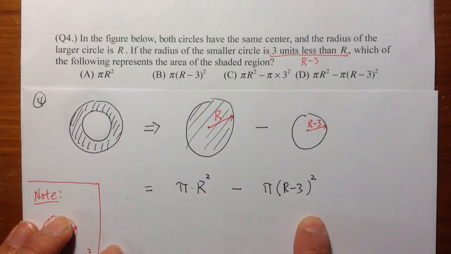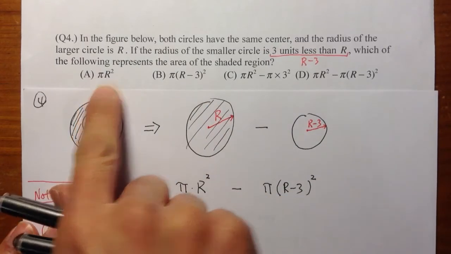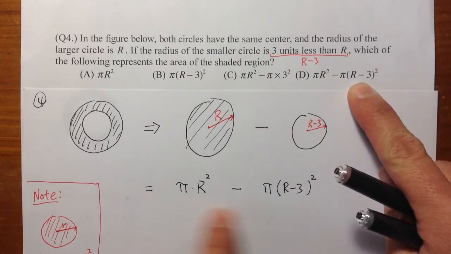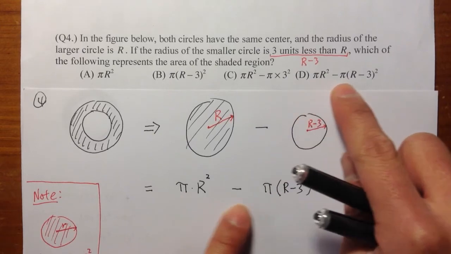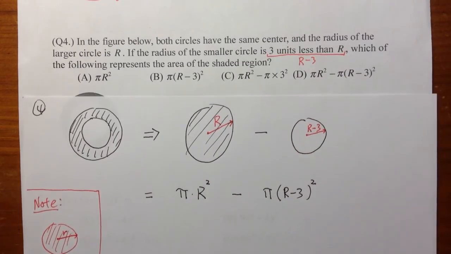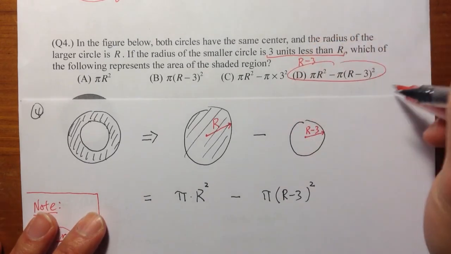Do we need to keep going? You should take a look at the answer choices. A, we have this, B has that, and C has this. At D, notice D is exactly what we have. So D must be the answer. We don't need to do anything further to simplify it. D must be the answer, and we are done.